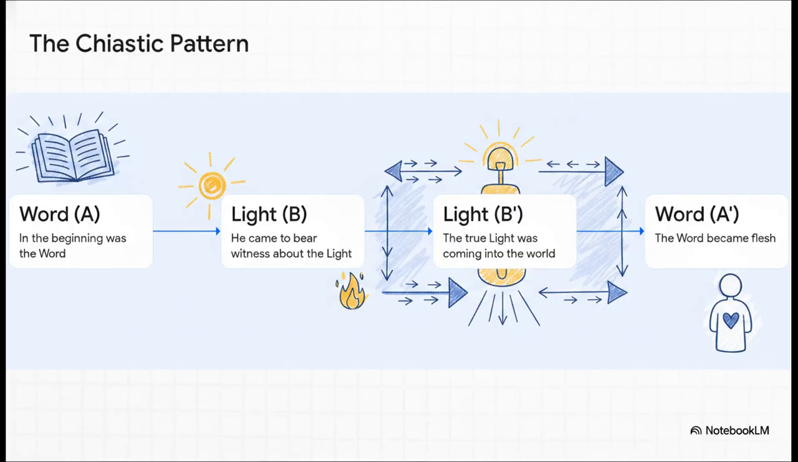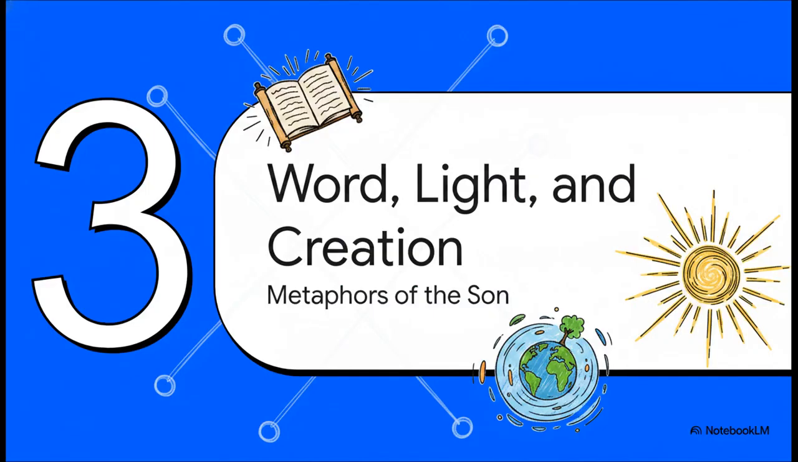And you can literally see that structure play out perfectly right here. Step 1 introduces the Word in verse 1. Then step 2 introduces the light in verse 7. But now, instead of moving on to a new idea, it inverts. Step 3 jumps back to the light coming into the world in verse 9. And finally, step 4 mirrors the very beginning with the Word becoming flesh in verse 14. It gives us this highly satisfying payoff that sets up the essential precondition for the entire gospel, the miracle of the Incarnation. Part 3. Word, light, and creation.